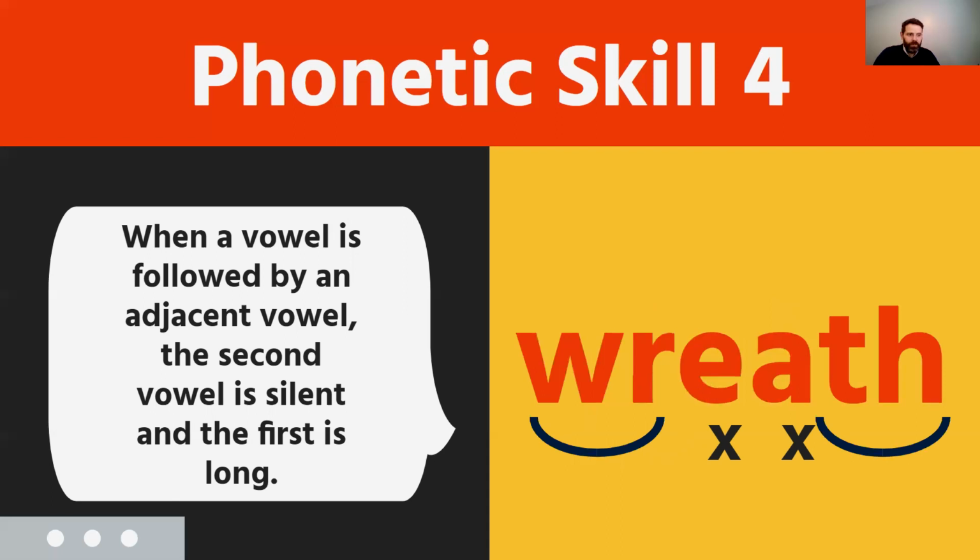Here's another example. This word has two digraphs. So we'll mark our first digraph, then we'll mark both of our vowels. We immediately see that this word follows phonetic skill number 4 because there's adjacent vowels. Now we can still mark our second digraph to remind us that the letter combination makes the TH sound, but we don't need to mark it as a guardian consonant. The second vowel will be silent and the first one will be long. The word will be wreath, wreath.